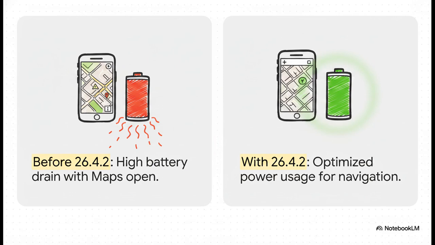And hey, beyond security, this update also squashes some of those really annoying bugs. Here's a big one. Have you ever been using maps for directions and just watched your battery percentage plummet? It was a real problem. Well, with 26.4.2, they've totally optimized how navigation uses power. You should see a real noticeable improvement in battery life on your next road trip.